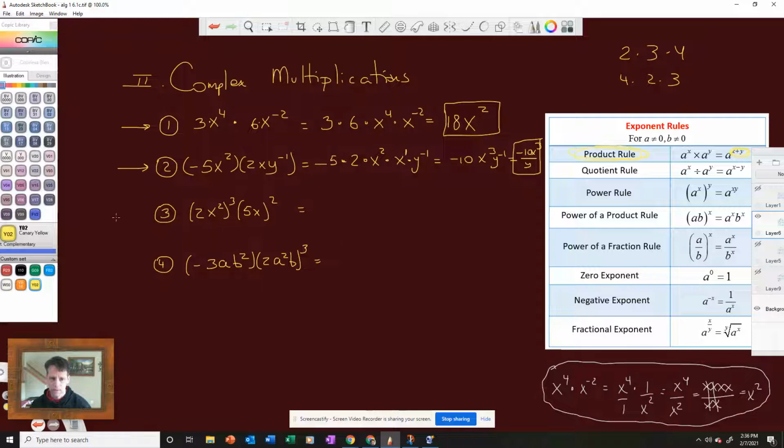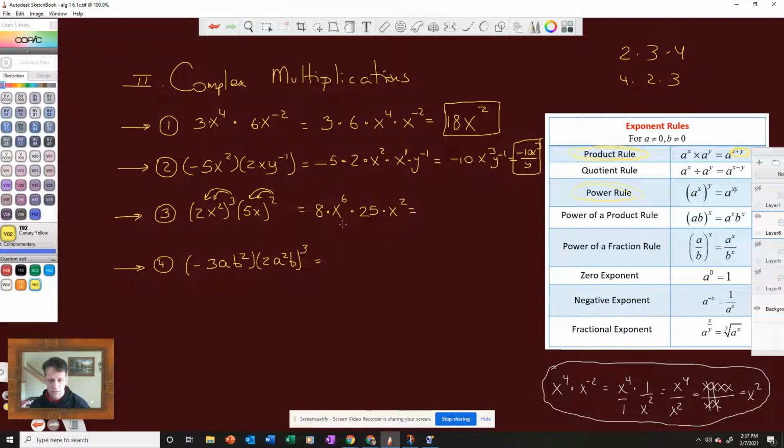Okay. Actually, number 3 and 4 were a little bit tougher in a way because you actually have the power of a power. But we dealt with this last week, so let's see if you could figure it out. So this 3 applies to everything inside. So I'm going to get 2 to the third, which is 8 times x squared to the third. That's the power of a power. So again, we're going to multiply those exponents. So that's going to be x to the 6 times. Now this 2 applies to everybody in here. So that's going to be 25, not 10, times x squared.